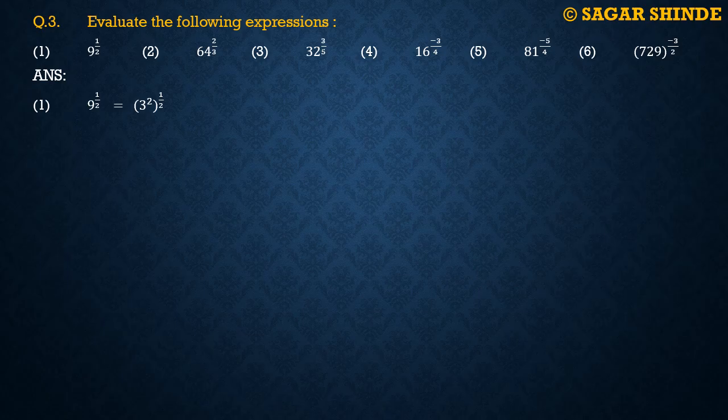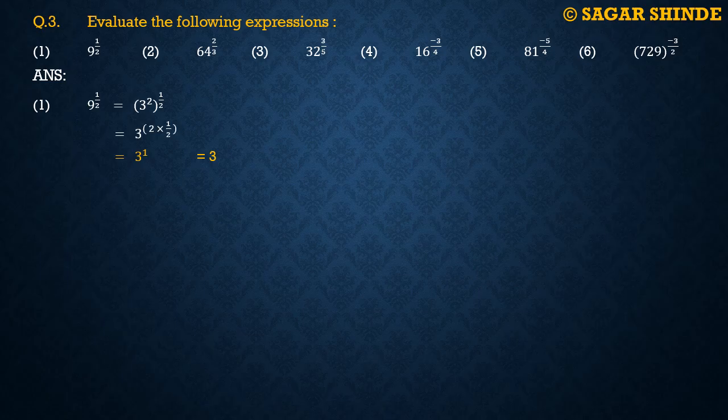Now we can see that there is power of power, and whenever there is power of power, we can multiply the powers. So this will be 3 raised to 2 into 1 upon 2. Now 2 will get cancelled, so we'll be remaining only with 3 raised to 1, and 3 raised to 1 is nothing but 3. Getting it? So this is very simple to do.